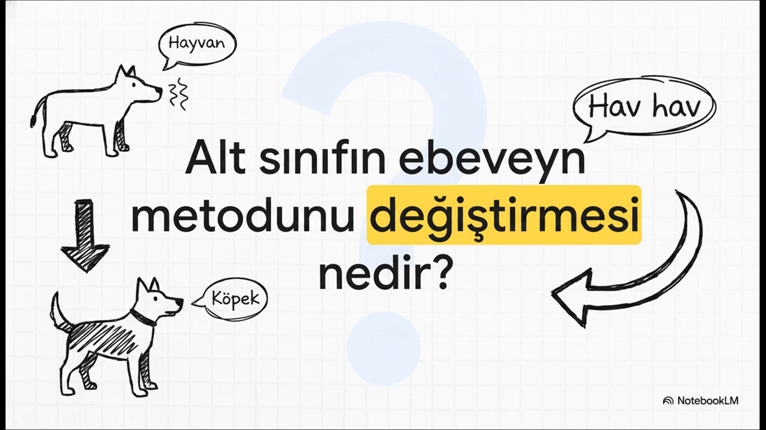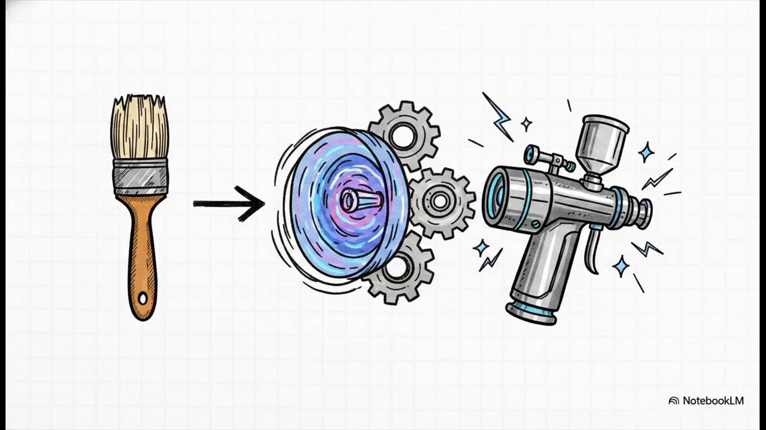All right, final technical challenge for you. The animal superclass outputs ses çıkarıyor, basically makes a sound. But the köpek, the dog subclass, changes this to hav, or bark. What is the specific OOP terminology for this action? It's method overriding, or metot ezme. The subclass didn't just blindly accept the ability passed down by the parent, it completely redefined it for its own specific needs. And let me tell you, mastering this is what gives our programs such incredibly flexible architecture.